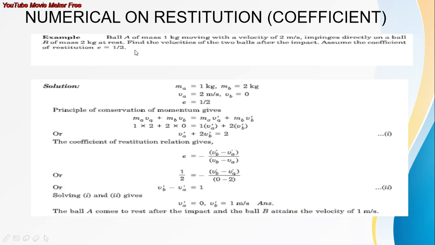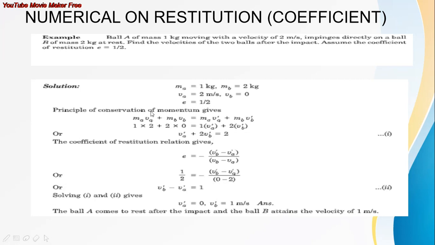Now, in this case, there is a ball A which has mass 1 kg and velocity 2 meter per second. It impinges another ball which has mass 2 kg and that is at rest. Coefficient of restitution we know equal to 1 by 2. We have to find the velocity of the two balls after the impact, that is Va dash and Vb dash. So these things we know: Ma, Mb, Va, Vb and e equal to 1 by 2.